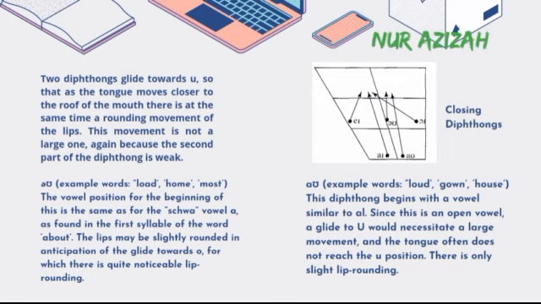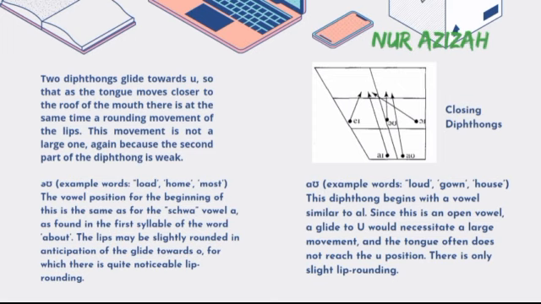Two diphthongs glide towards U, so that as the tongue moves closer to the roof of the mouth, there is at the same time a rounding movement of the lips. This movement is not a large one, again because the second part of the diphthong is weak. OU, example words like load, home, and mouse.